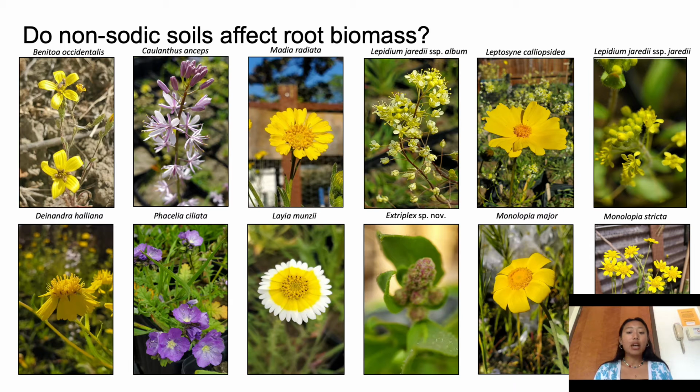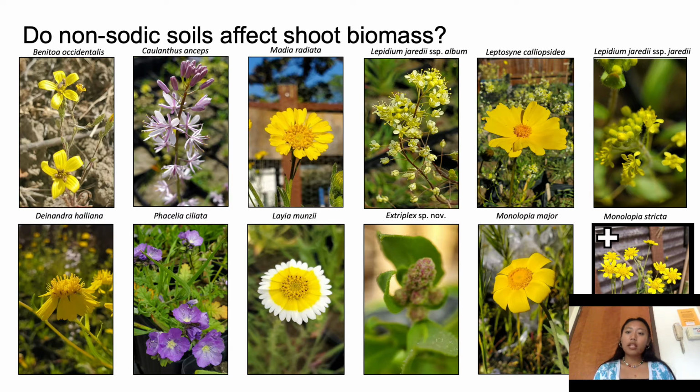Non-sodic soil did not have a significant effect on any root biomass for any of the study species. In addition to roots, I ended up looking at the shoot mass to see if there was a difference in plants' responses by plant part. However, as you can see, non-sodic soils only had a positive effect on Monolopia stricta shoot biomass, as you can see in the bottom right.